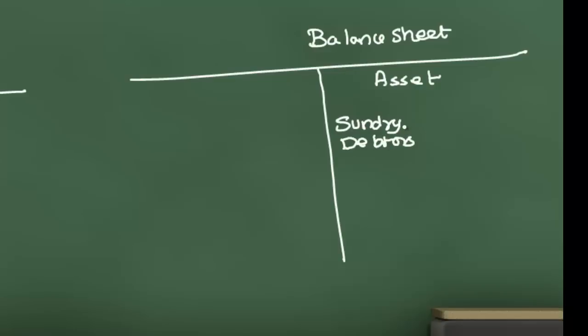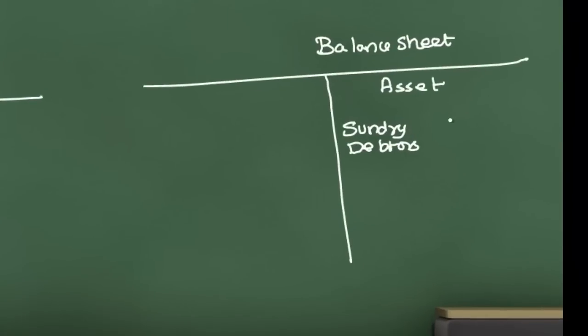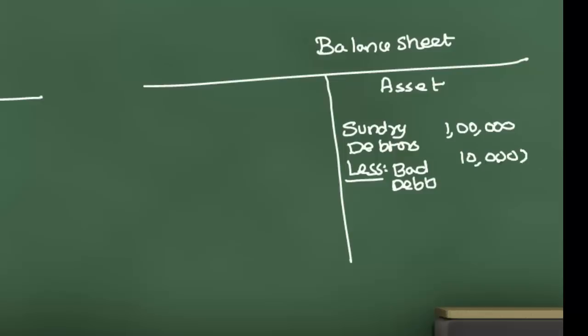What was the amount of sundry debtors? It is available in the question, it's 1 lakh. So we'll write 1 lakh. And what's the impact of bad debts? Bad debts will reduce or pull down the sundry debtors. So we should reduce bad debts from sundry debtors. Less bad debts. How much it is? 10,000. So this is one leg, that is the credit which we have done.